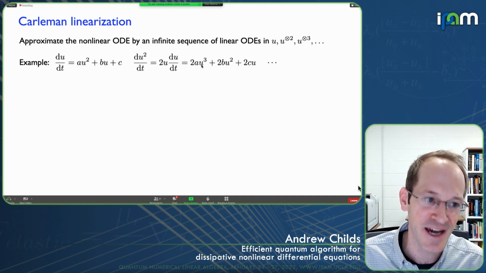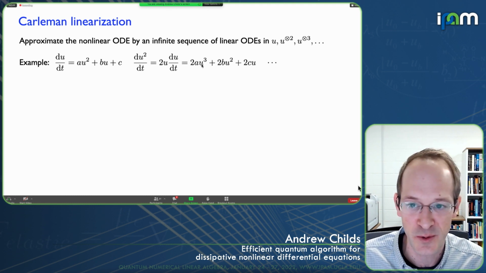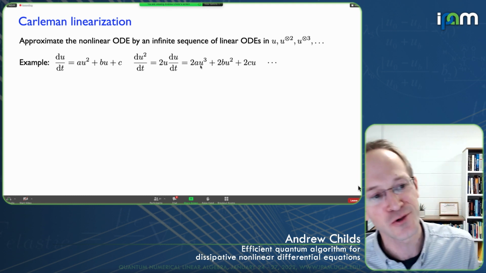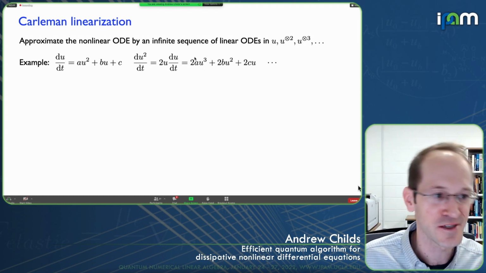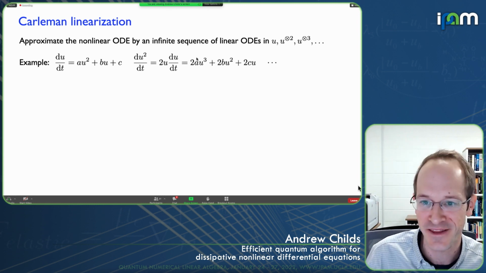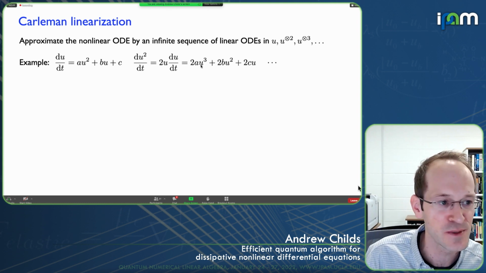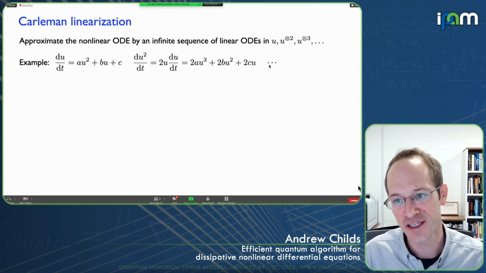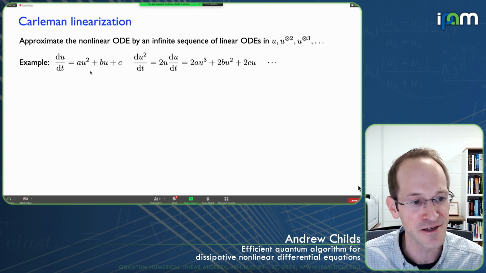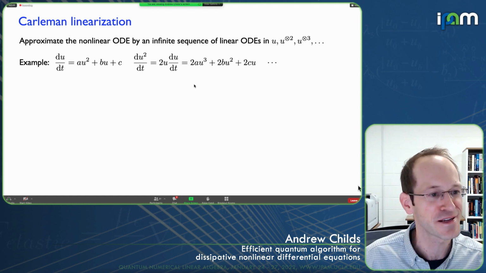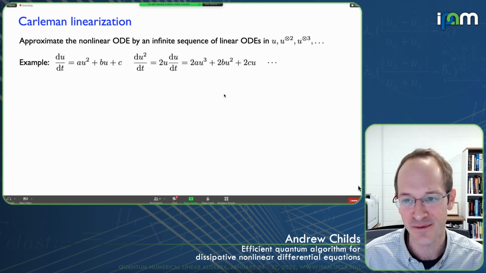Now we have to do something about that, because it's not linear in u or u squared. It's either cubic in u, or quadratic in u and u squared, or something like that. But you see that we can just do the same thing again. Now we can call u cubed its own variable, and we can get a dynamical equation for it using the chain rule, et cetera. Now, this process will never terminate. We'll just get an infinite system of equations.